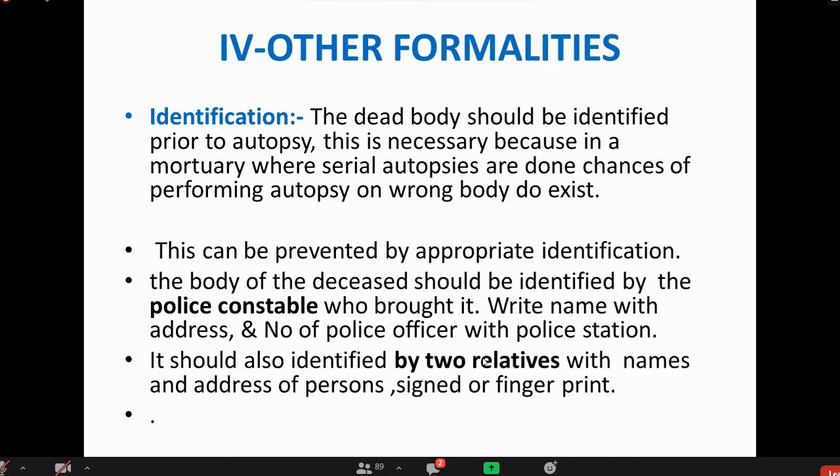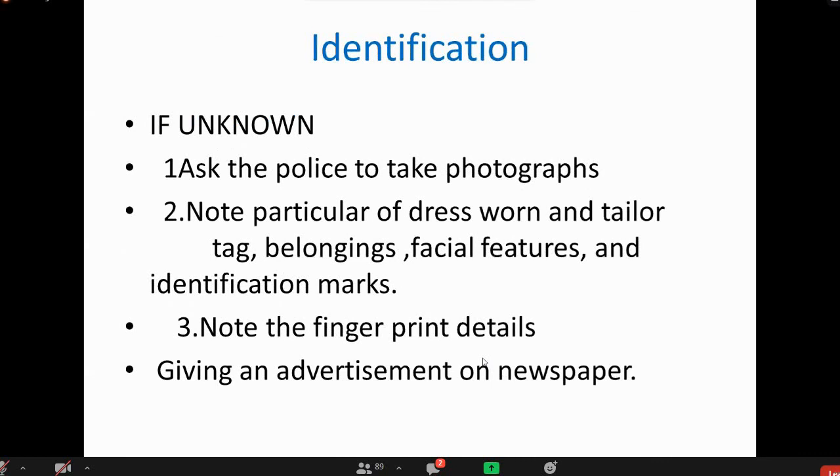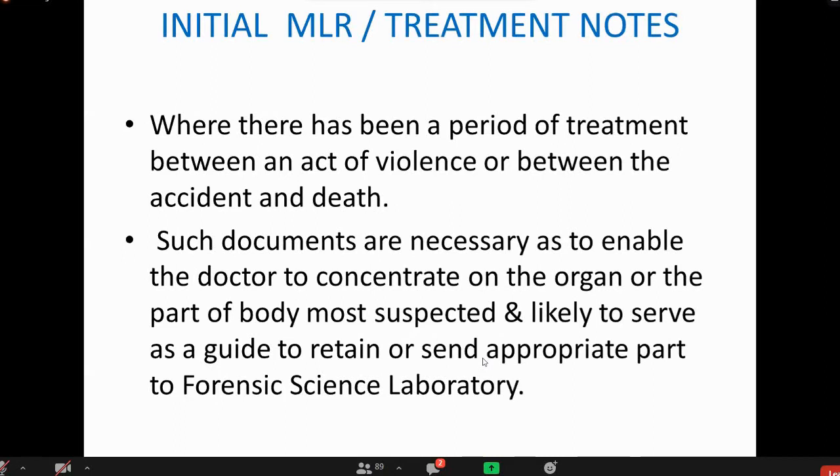Okay, this is how we do identification in unknown cases. Next, the initial medico-legal report and the treatment notes, if there are any, you will look at, where there has been a period of treatment between an act of violence or the accident and death. Such documents are necessary to enable the doctor to concentrate on the organ or part of the body most suspected, and likely to serve as a guide to retain or send the appropriate part to the forensic laboratory.